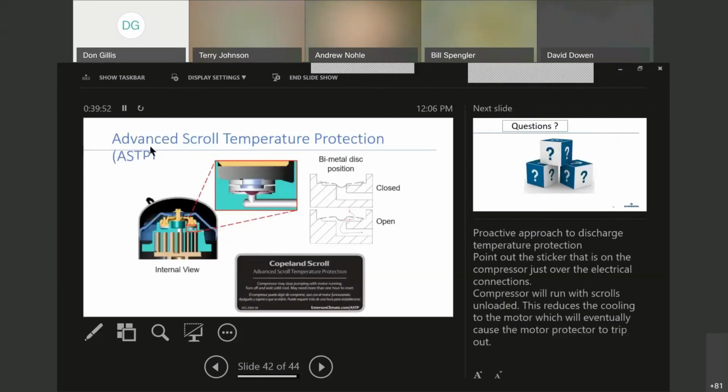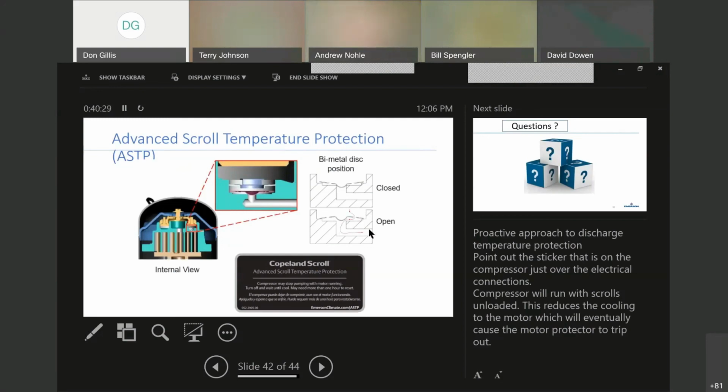This just shows the close-up of that advanced scroll temperature protection, or the ASTP. This is just blown up from what we talked about earlier. That bimetal is closed here. Everything's good. If it gets too hot or it hits that 275, it opens up down here, allowing that gas to come down through here, through the fixed scroll, releasing that and not allowing that floating seal to stay up in that pressure cavity. Remember, we talked about that earlier. It's very, very similar, almost identical to that TOD that's bored out in the fixed scroll.